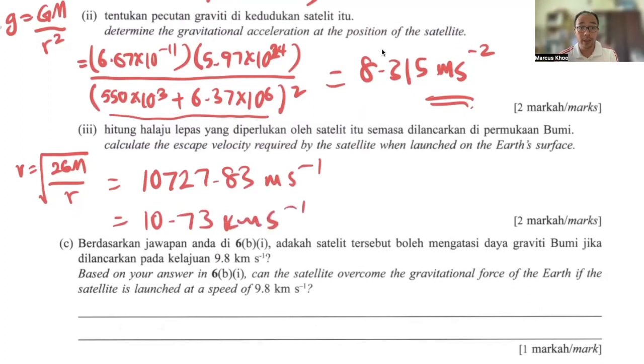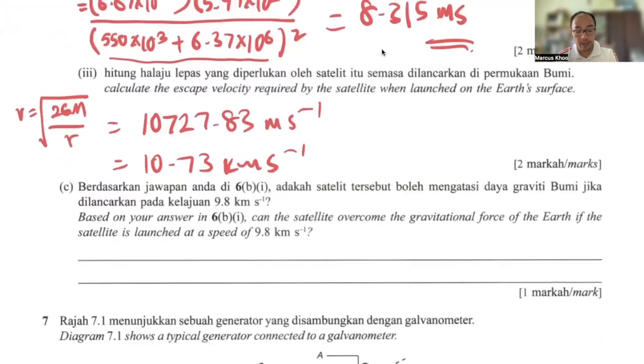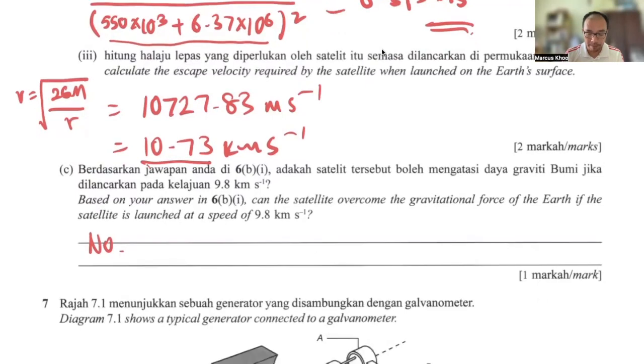The reason why I changed to kilometers is because of this question. Based on your answer in 6B1, can the satellite overcome the gravitational force of the Earth if the satellite is launched at a speed of 9.8 kilometers per second? Basically it's asking about the escape velocity. When you compare this 9.8 and this 10.73, obviously the answer will be no, because it hasn't reached the escape velocity, so it can't leave the Earth yet.